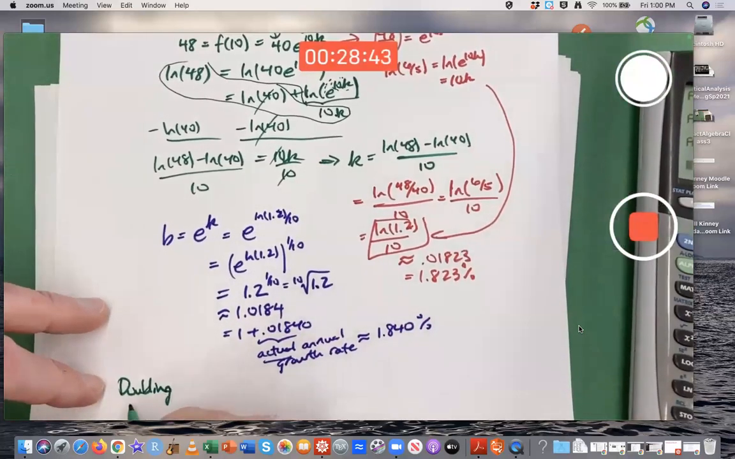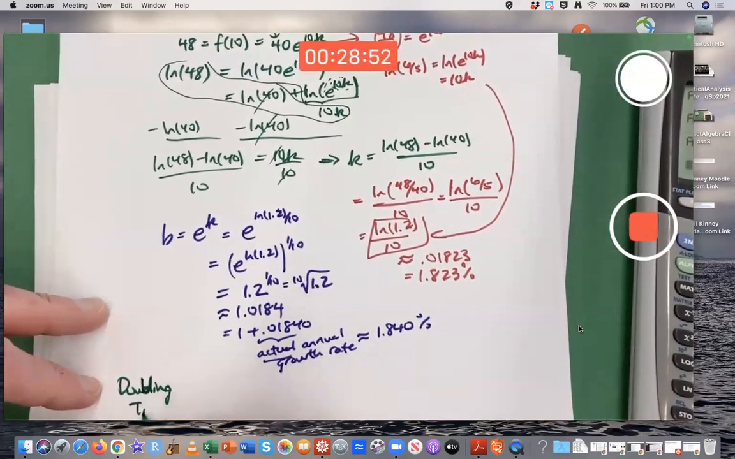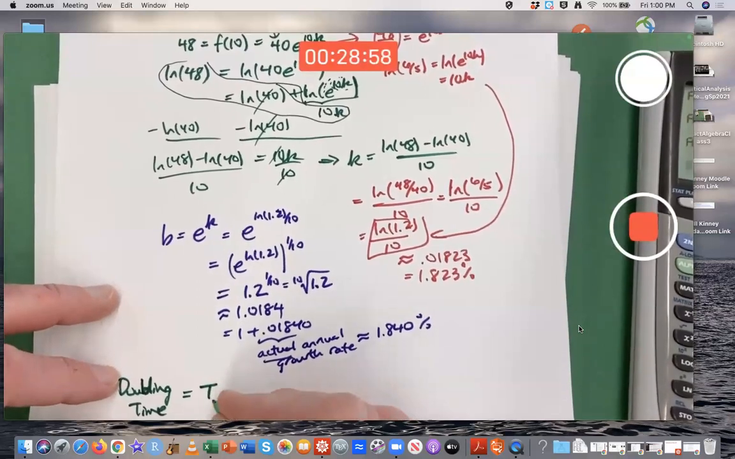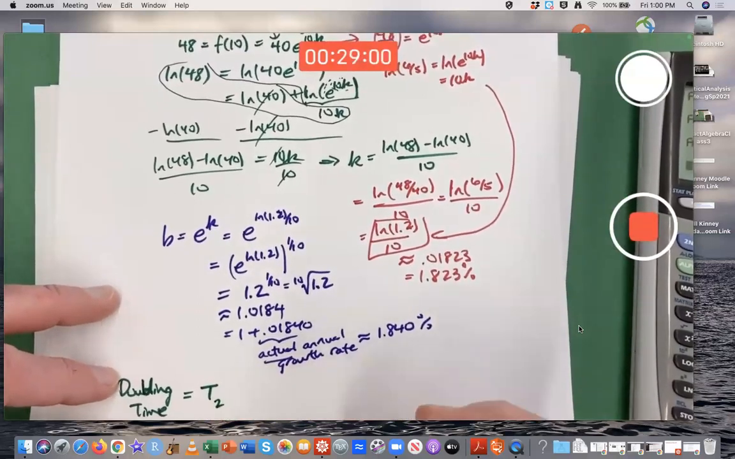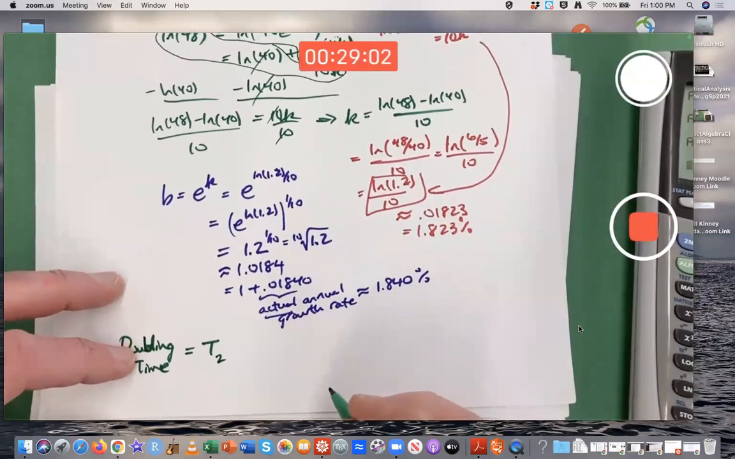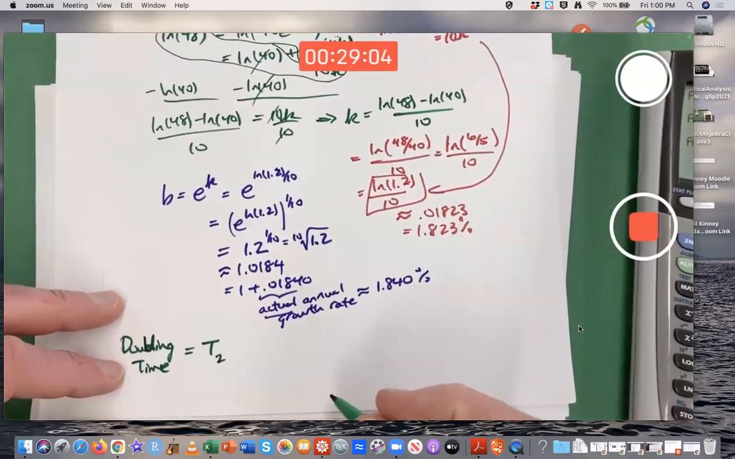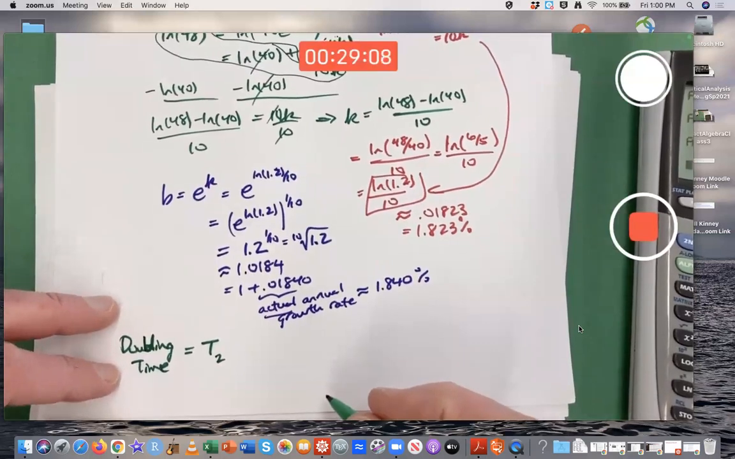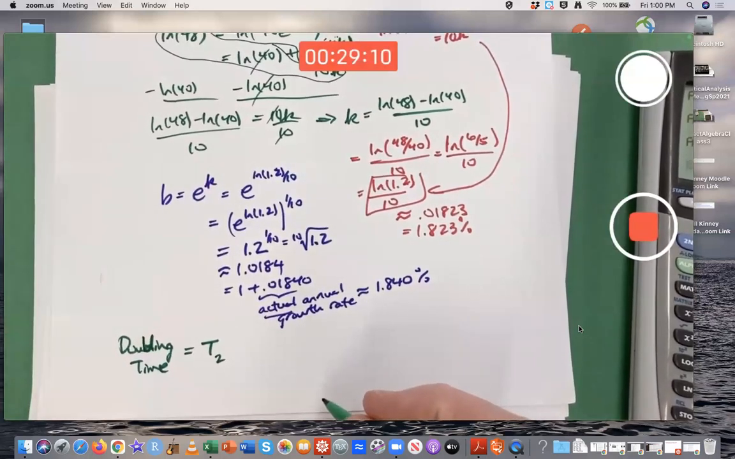That's not the word doubling. Doubling. Oh, okay. I thought that was a D. D-O-U-B. This is B-L here. Doubling time. Call it capital T sub 2. Just a shorthand notation for doubling time. What is the doubling time? How do you, somebody tell me how I would find the doubling time.